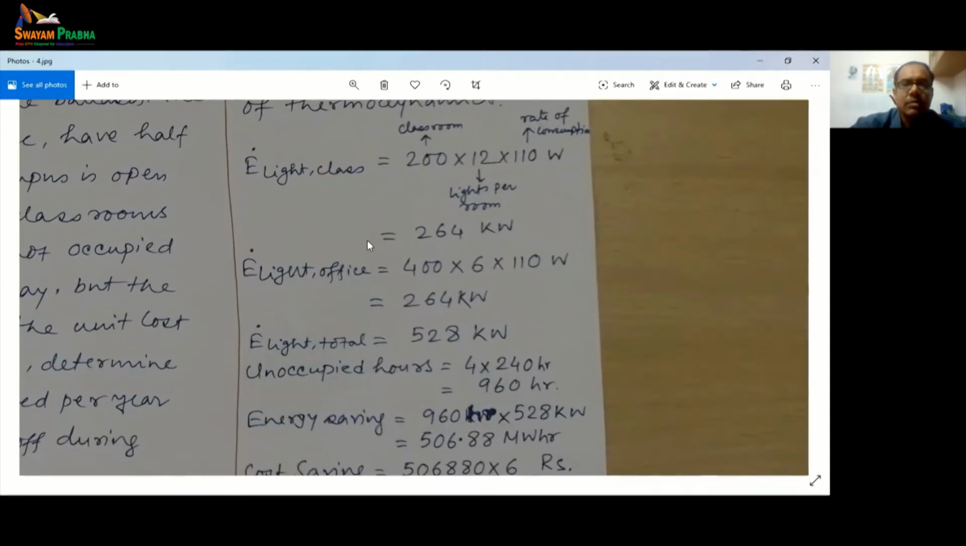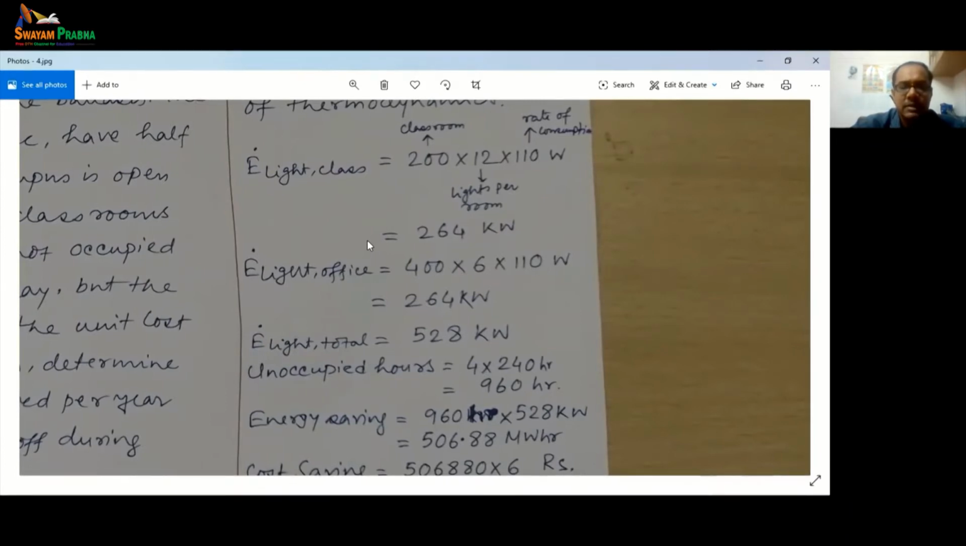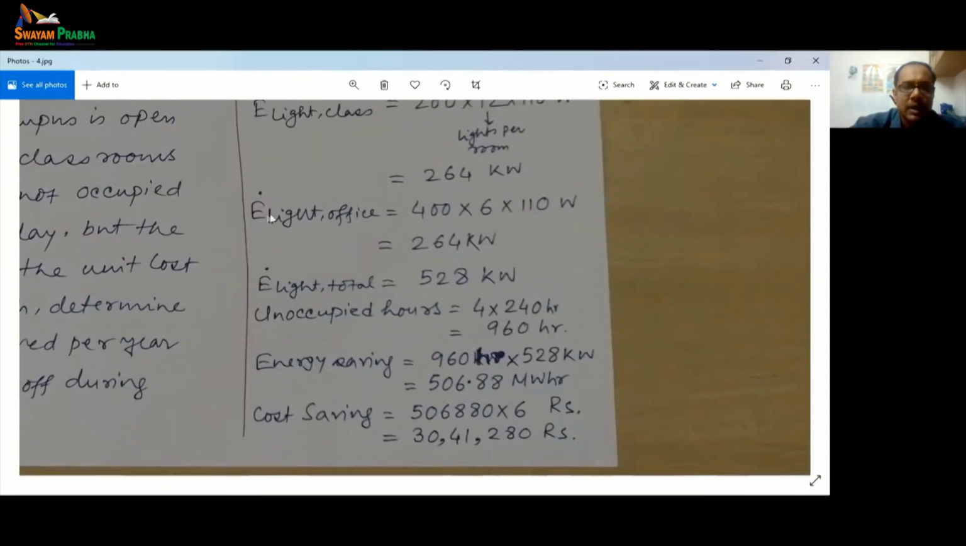So when all the classrooms' lights are on, you are consuming 264 kilowatts. Per second you are consuming 1000 joules per kilowatt. Now similarly, the consumption of electricity for lights in the office you can find in the same way, and that's also 264 kilowatts. So the total consumption for the lights is just the summation of these two, 264 plus 264, which is 528 kilowatts.